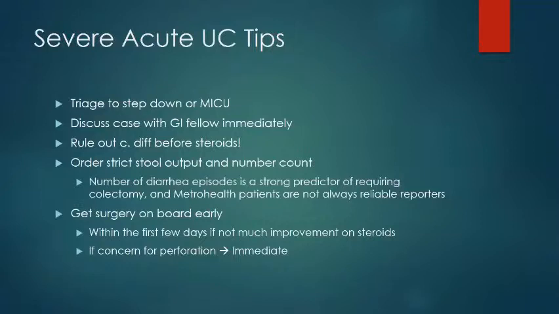And then a lot of these patients at Metro, they don't know how many bowel movements they've had, so it's good to put them on a monitored order so that you know, because if they have more than 8 bowel movements at day 3, that's predictive of requiring colectomy, and just going right to salvage therapy like cyclosporine or infliximab. So that's one of the big predictors, that one and a CRP that either doesn't go down or is greater than 20 at day 3. And then, as we talked about, it's important to get surgery on board early, in the first few days.